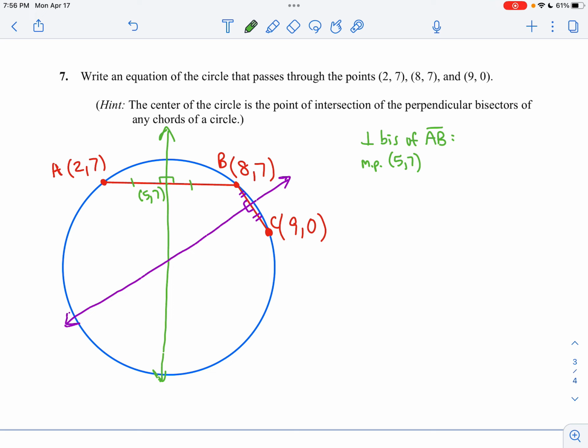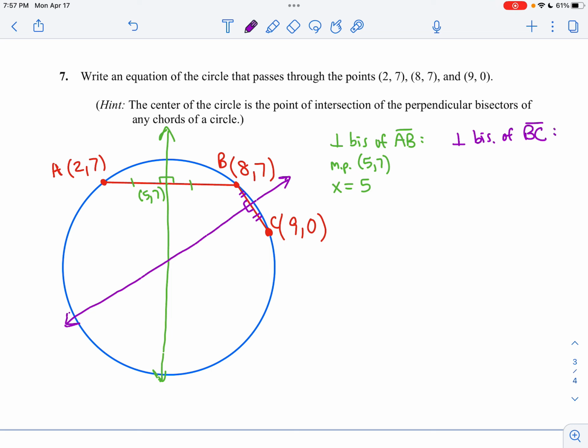Normally we would find the slope next, but we know that our segment AB is horizontal, which means our green perpendicular bisector is vertical. And we know from lesson 13.2 that all of our vertical lines are x equals, and then the x coordinate. And now we do need the perpendicular bisector of the purple line, the purple perpendicular bisector of segment BC.